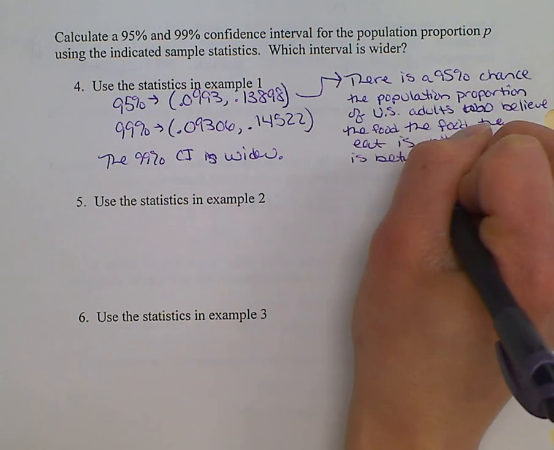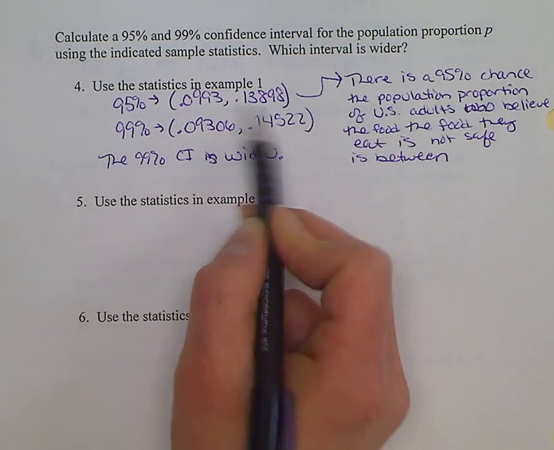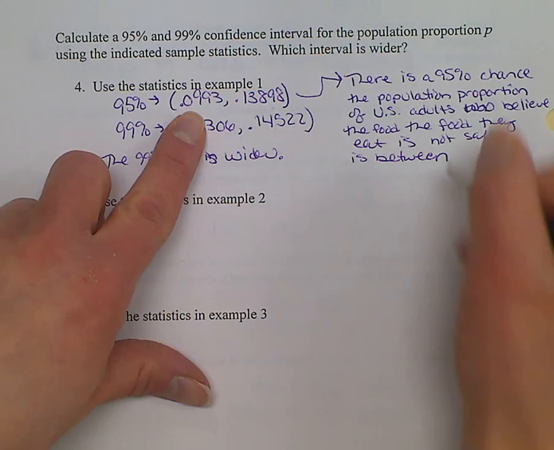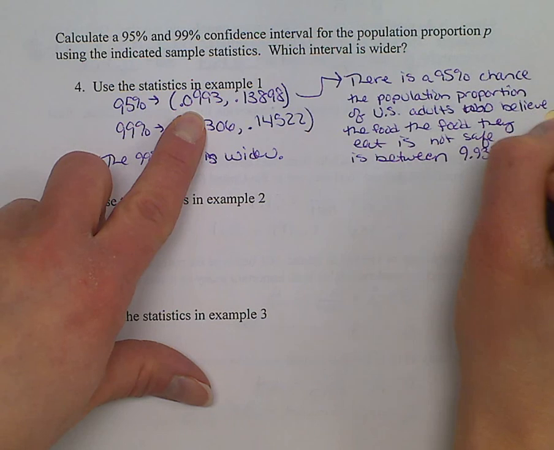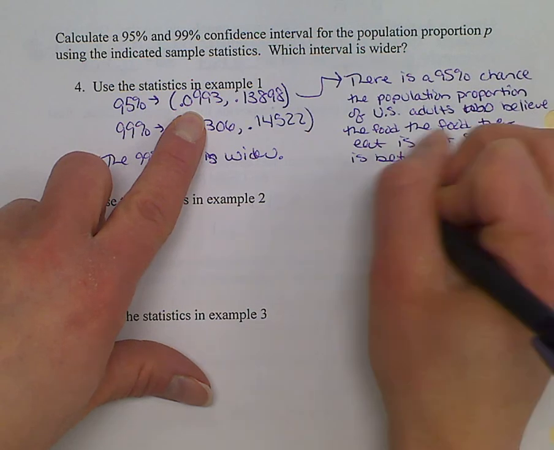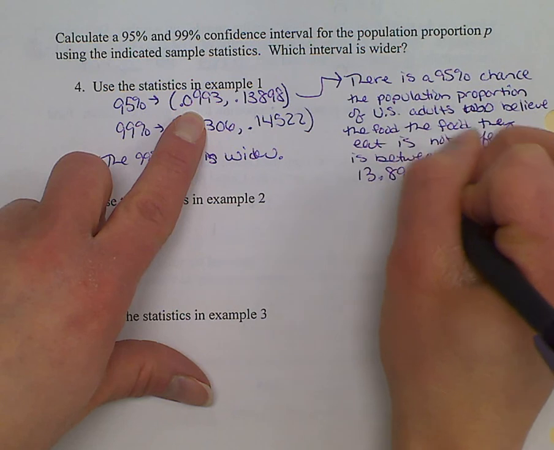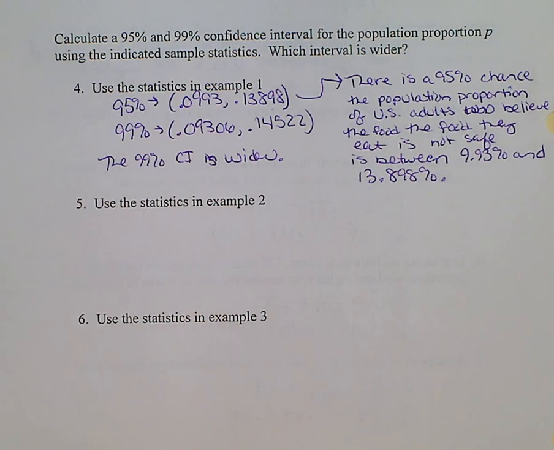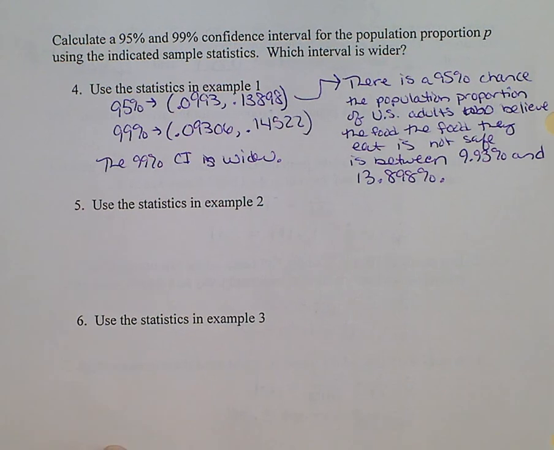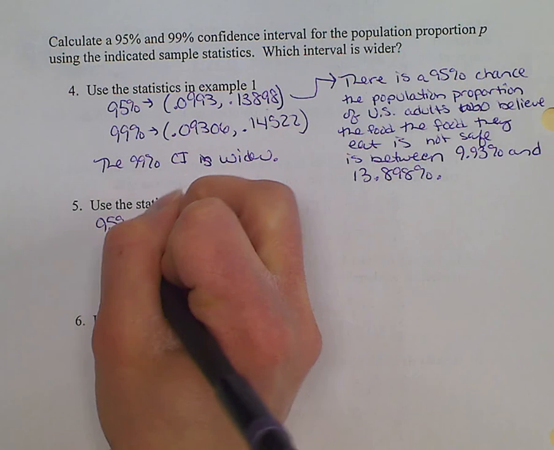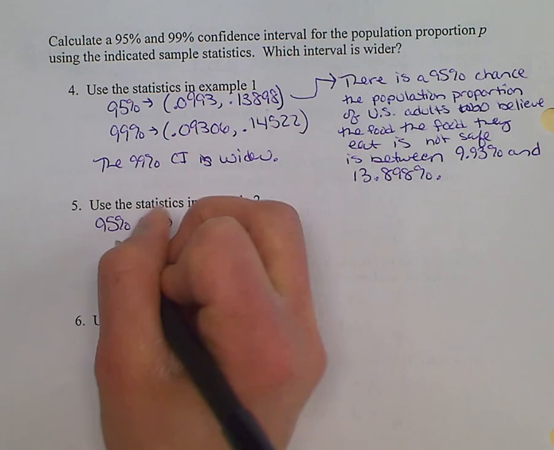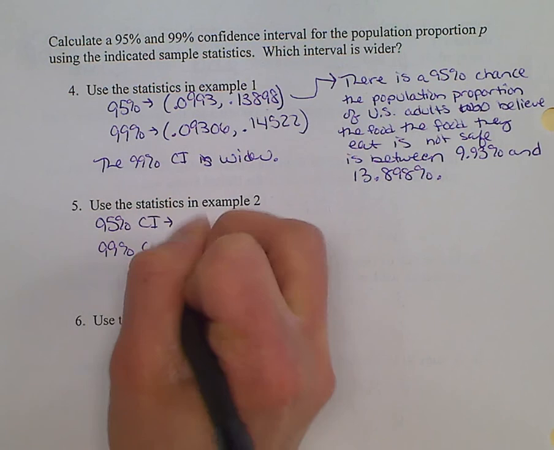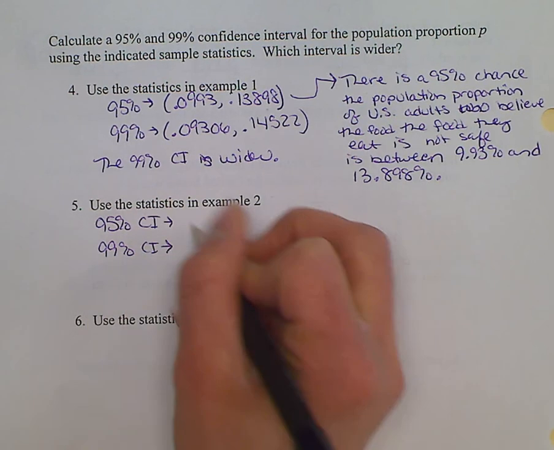is between, and now these are percentages, so I'm actually going to convert it. I'm going to say 9.93% and 13.898%. Now, students in the past have said, well, can't I just round to 10% and 14%? That's fine if you do that in the statement. I don't mind. Okay, now in number 5, again, we want to calculate the 95% confidence interval and the 99% confidence interval and go back to example 2 for that information.